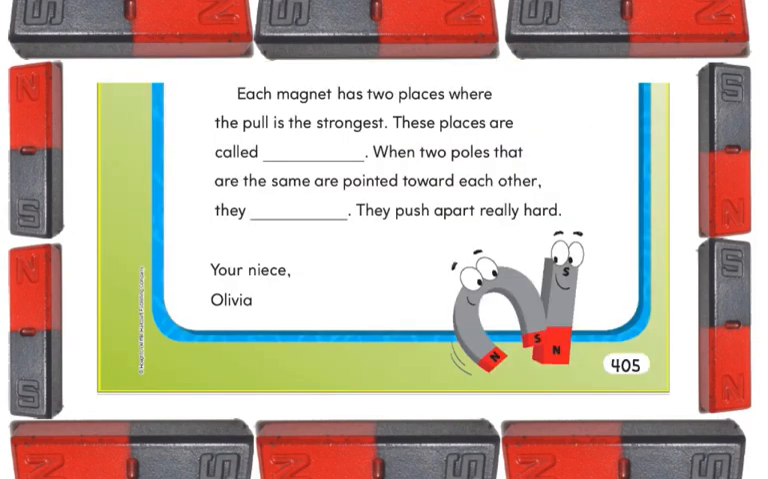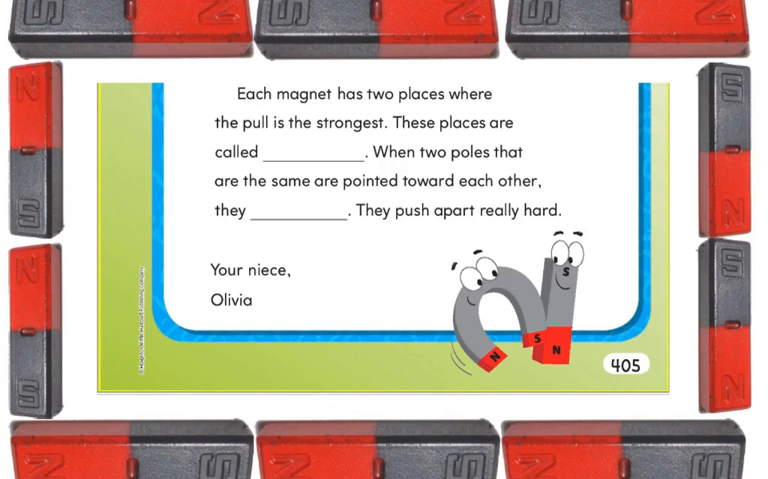Now the bottom part of the letter says, each magnet has 2 places where the pull is the strongest. These places are called... Is it poles or magnets? Let's continue. When two poles that are the same are pointed toward each other, they attract or repel. Choose one of the words. They push apart really hard.